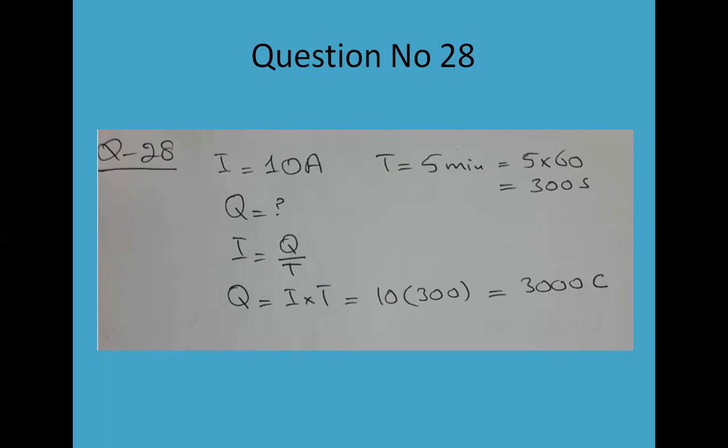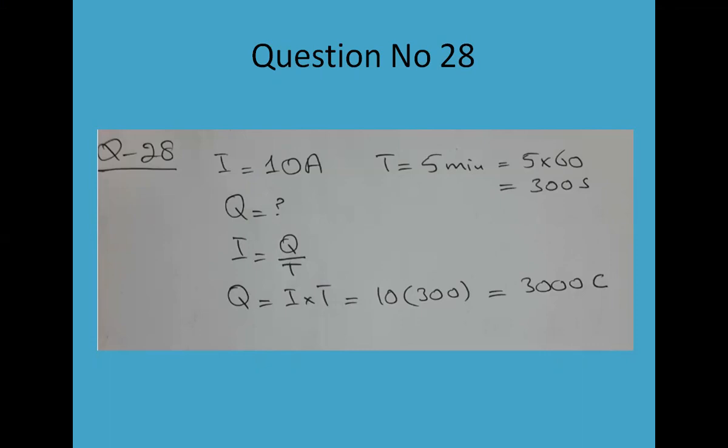I want to find out the Q value. So we will make it the subject of the formula. Q is equal to I multiply T. I is 10 and T is 300 seconds. When you multiply them, that will be 3000 coulomb.